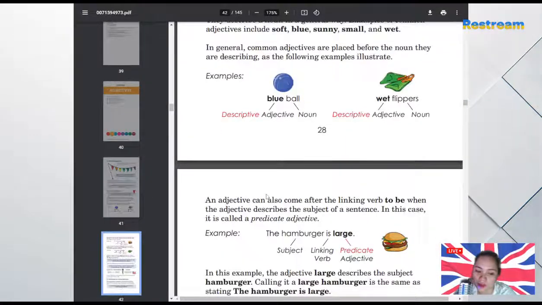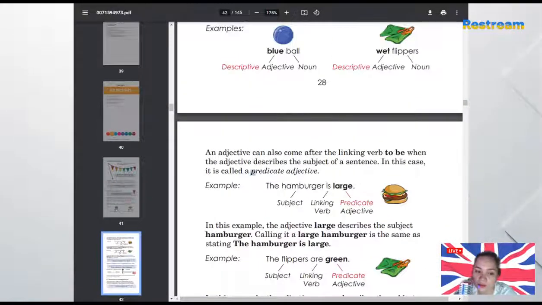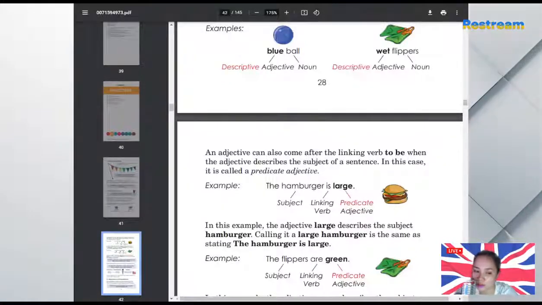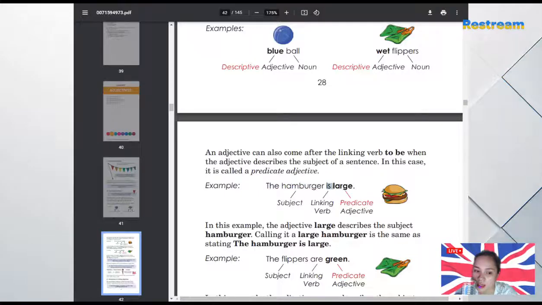So next one, the predicate adjective. It is used if it's right after the linking verb. So for example, this one, the hamburger is large, right? So after the linking verb, we have the adjective large.